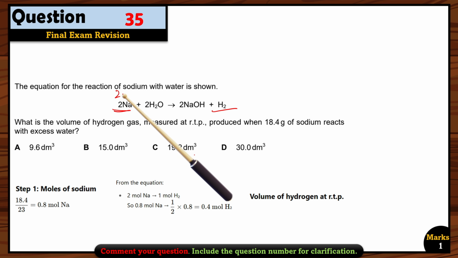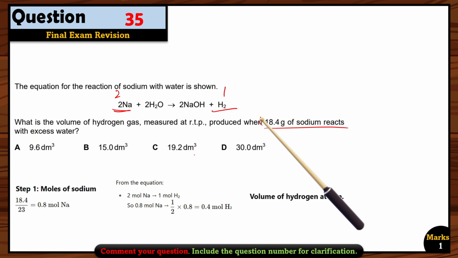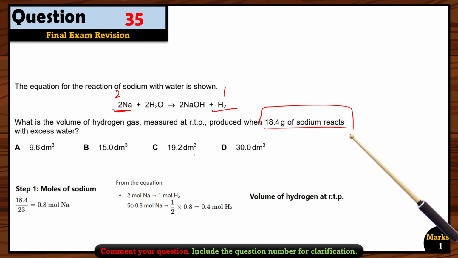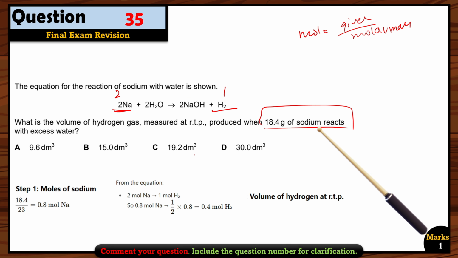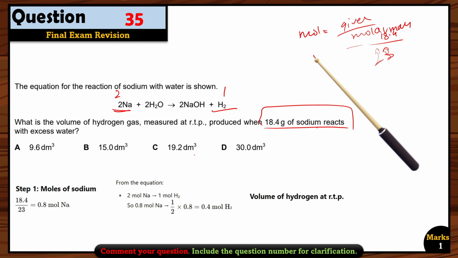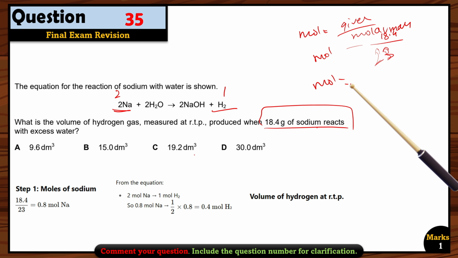So if 2 moles of sodium react, we get 1 mole of hydrogen, right? So it means we have to calculate how many moles of sodium are actually reacting. So simple, you have to find moles is equal to given mass divided by molar mass, right? Use this formula. Molar mass for sodium, we already know it's 23. Given mass is how much? It's already given, 18.4 gram. So what will be the moles now? Moles is equal to 0.8 mole of Na. Okay, so 18.4 divided by 23 is 0.8 mole.